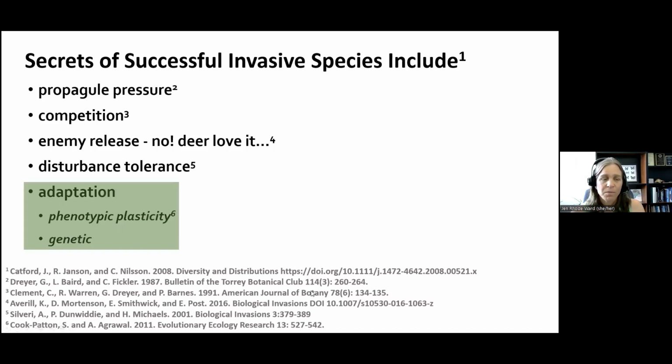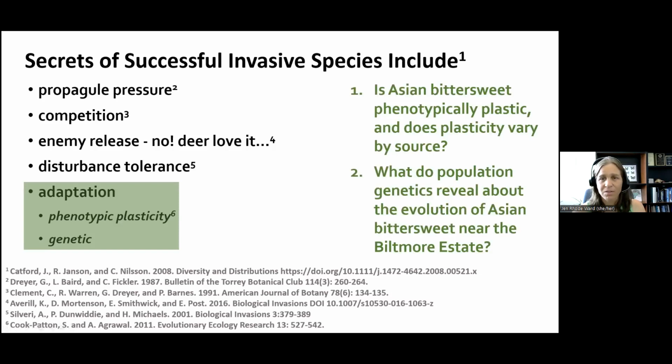So that's what we've been focusing on in my genetics and field crew. And we've been focusing on two different hypotheses, two different research questions. So is Asian bittersweet phenotypically plastic? And does the plasticity vary by source? So are different populations around the Biltmore estate differently plastic? And second, what do population genetics tell us about the evolution of Asian bittersweet near the Biltmore estate?